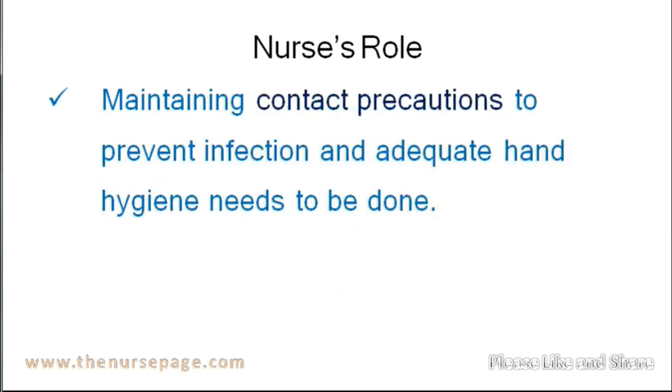Next function is maintaining contact precaution to prevent infection, and adequate hand hygiene needs to be done. So another important nursing role is maintaining contact precaution and adequate hand hygiene to prevent infection, because the patient is immunocompromised in that stage. That is why infection prevention is the important role of the nurse.